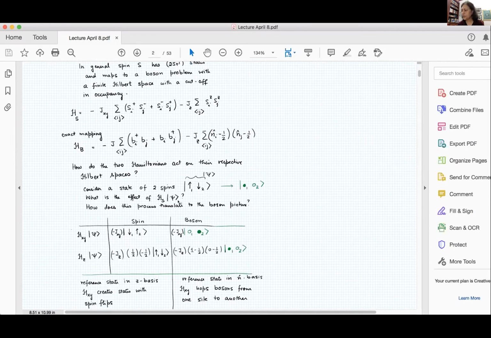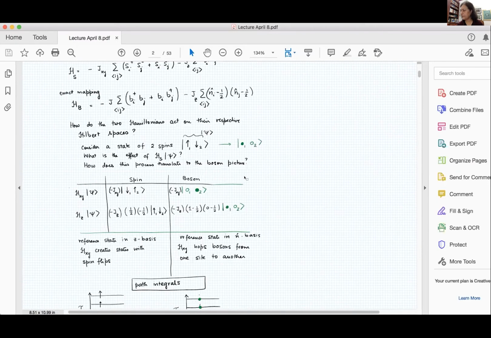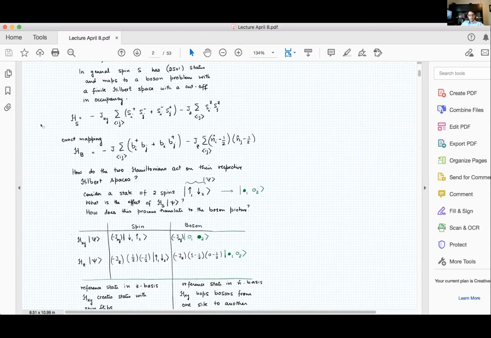Last time I was told my screen froze when I did the recording. Are you able to see my screen moving? Okay. Yeah, I'm able to.